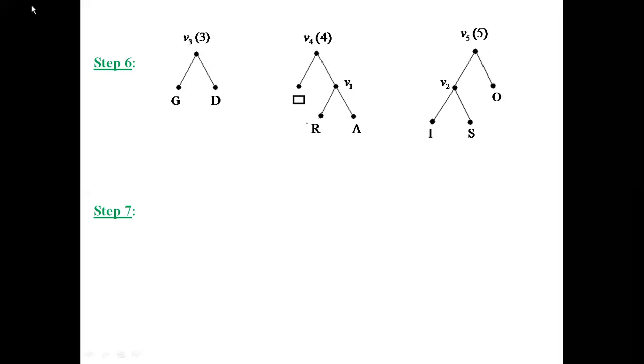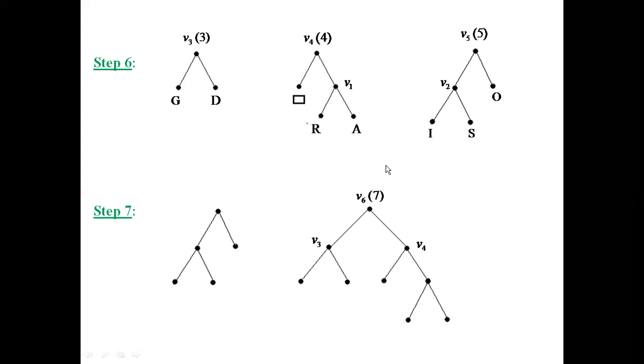Now the minimum of the two weights is V3 and V4. V3 has the weight 3, V4 has the weight 4. Adding up these two weights we get 7. So the new vertex V6 with children V3 and V4 has the weight 7, and it should be placed last. We retain V5 with its children and grandchildren as it is, undisturbed. V6 is the new vertex whose weight is 7. Its left child is V3, its right child is V4.